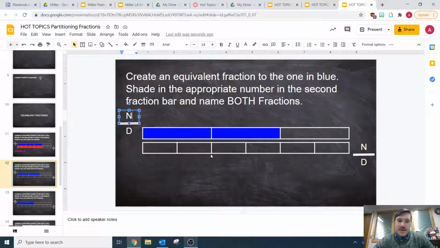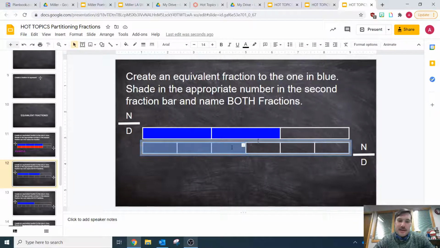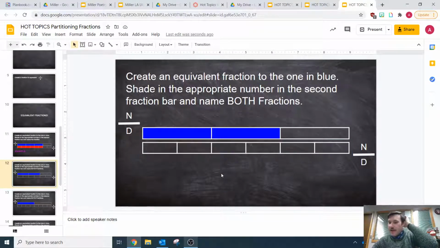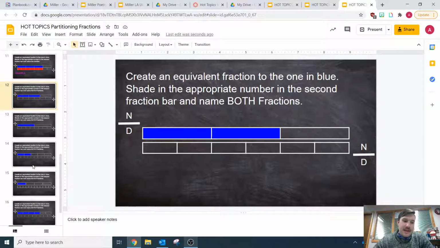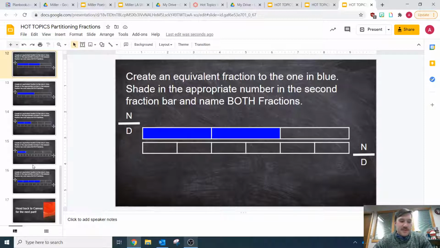Then the second part is you're going to find an equivalent fraction, so you're going to shade in some number of boxes to make these fractions look the same size so that they are equivalent. All right? So once you get done, you're going to head on back and you are finished with this rotation.